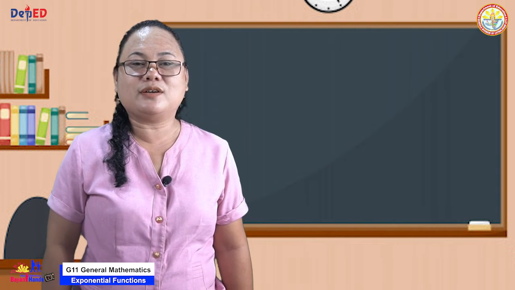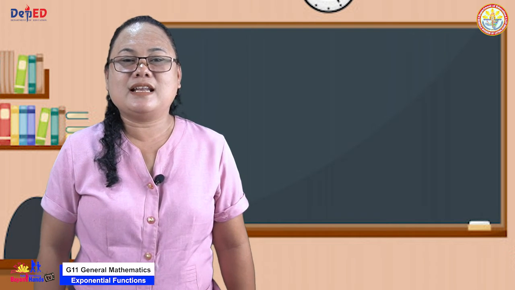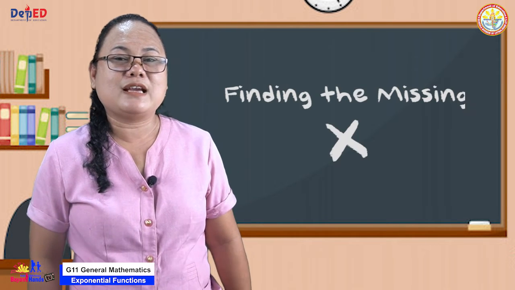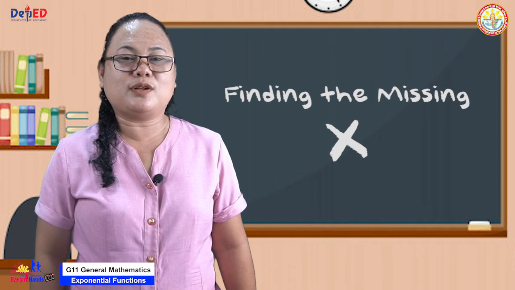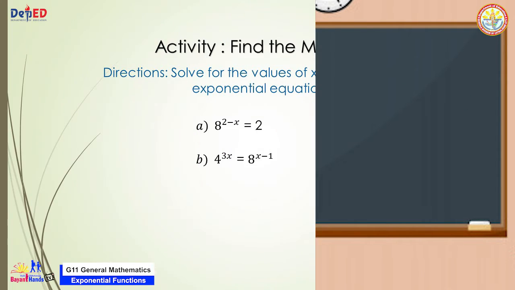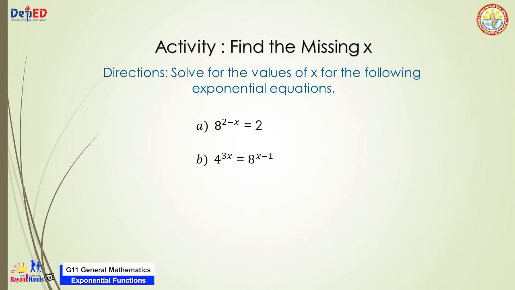Now that you have recalled the laws of exponents, let us do the next activity. Finding the missing x. You are going to solve for the unknown variable in the given exponential function. For letter A, 8 raised to 2 minus x is equal to 2, and for letter B, 4 raised to 3x equals 8 raised to x minus 1. I will give you 1 minute to answer.